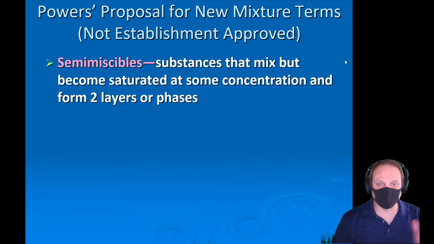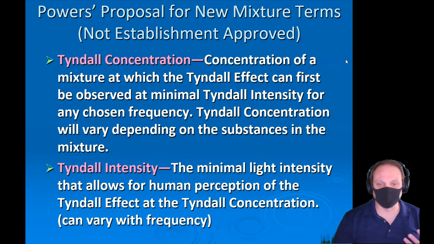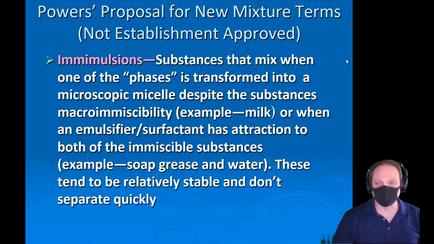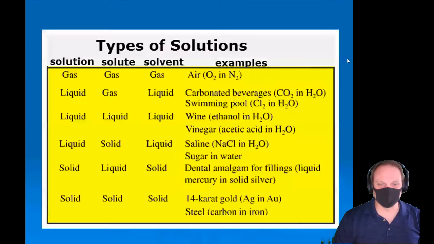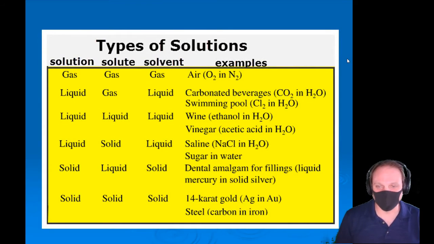Other terms that I have, like semi-miscibles, immiscibles is one that would make sense. And I think we should have terms like a Tyndall concentration, a Tyndall intensity, Tyndall frequencies, Tyndall light variables, things like emulsions, miscemulsions, all sorts of stuff. But again, that's all kind of frivolous and fun. If you'd like to see that sometime, you're welcome to come talk to me about them, and I'll tell you what I think we should be naming some of these things.